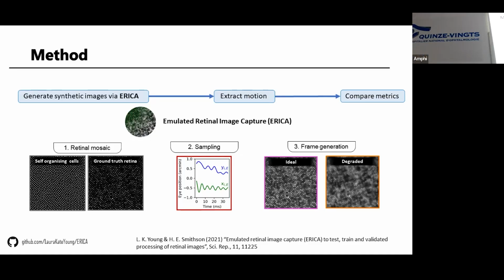And then we simulate the frame generation and data capture process. That includes diffraction, noise, the pinhole, the desinusoiding process, all of those sorts of things. And we can add noise and aberrations to those if we want to. If you're interested in using this, you can find it on GitHub, or you can drop me an email.